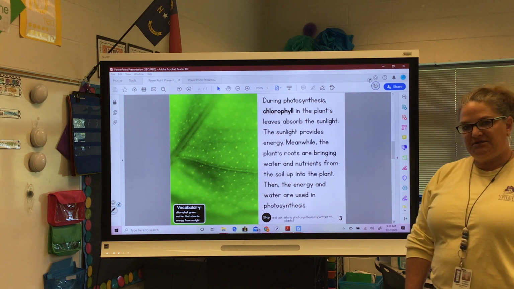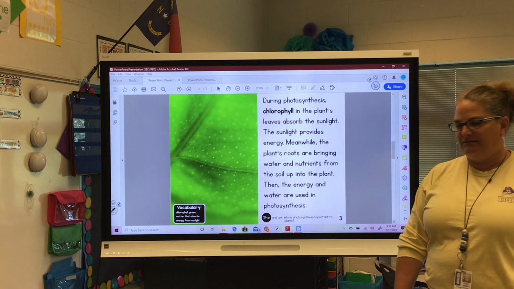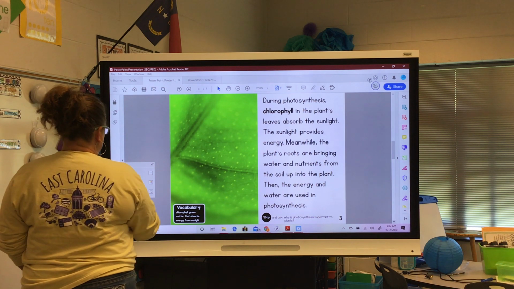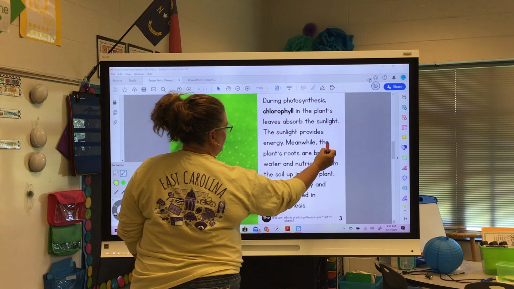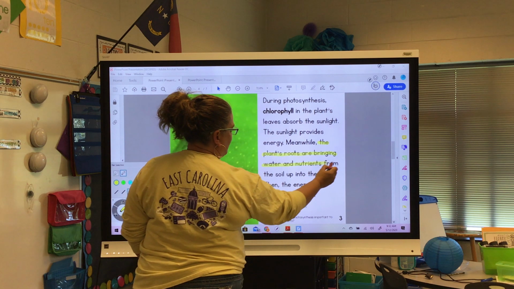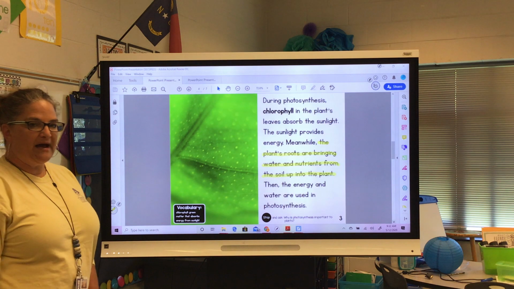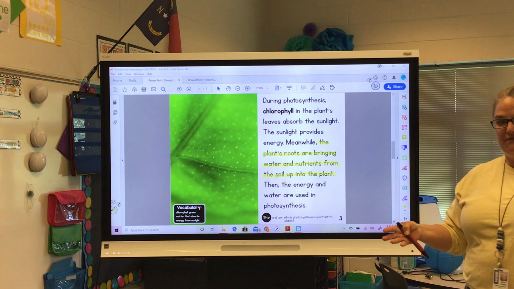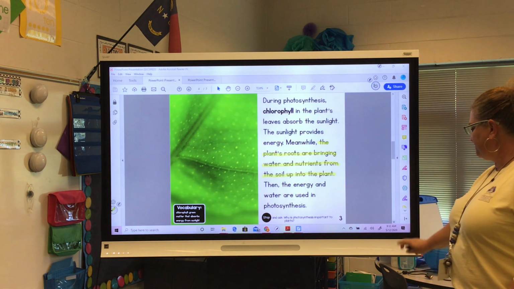Now, I think that probably just answered our question, didn't it? How do plants get the water and nutrients that they need? Well, it just told us, didn't it? Right here: the plant's roots are bringing water and nutrients from the soil up into the plant. So that tells us right there how the plant gets what it needs from the soil, the water and the nutrients from the soil. It comes in through the roots.